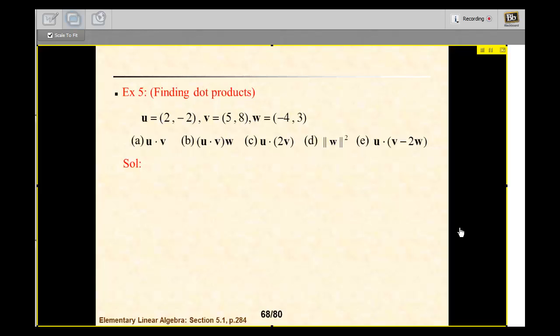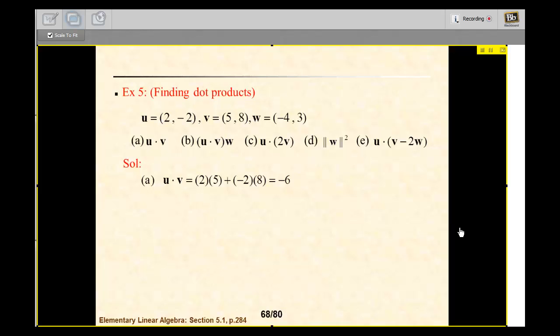So we will find u dot v. First of all, we will find u dot v. When we multiply u dot v, that is equal to 2 multiplied by 5, and minus 2 multiplied by 8, that is equal to minus 6.